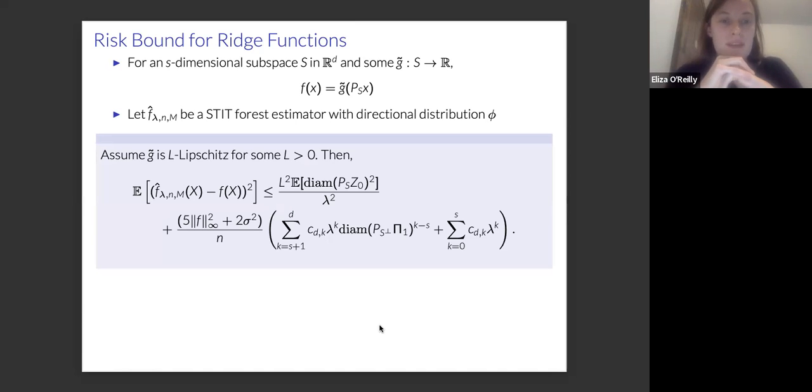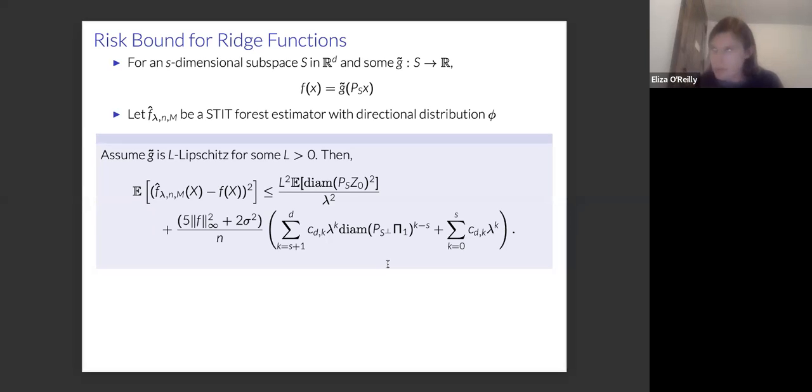But first, we can give ourselves this assumption on our true function, that it's called a ridge function or multi-index model, where our function just depends on the projection of the input to this subspace. We get this upper bound on our risk, where the bias now depends on the diameter of the projection of the zero cell onto the subspace. And in the variance, what shows up is the diameter of the projection of the associated zonoid onto the orthogonal subspace to the relevant feature subspace.